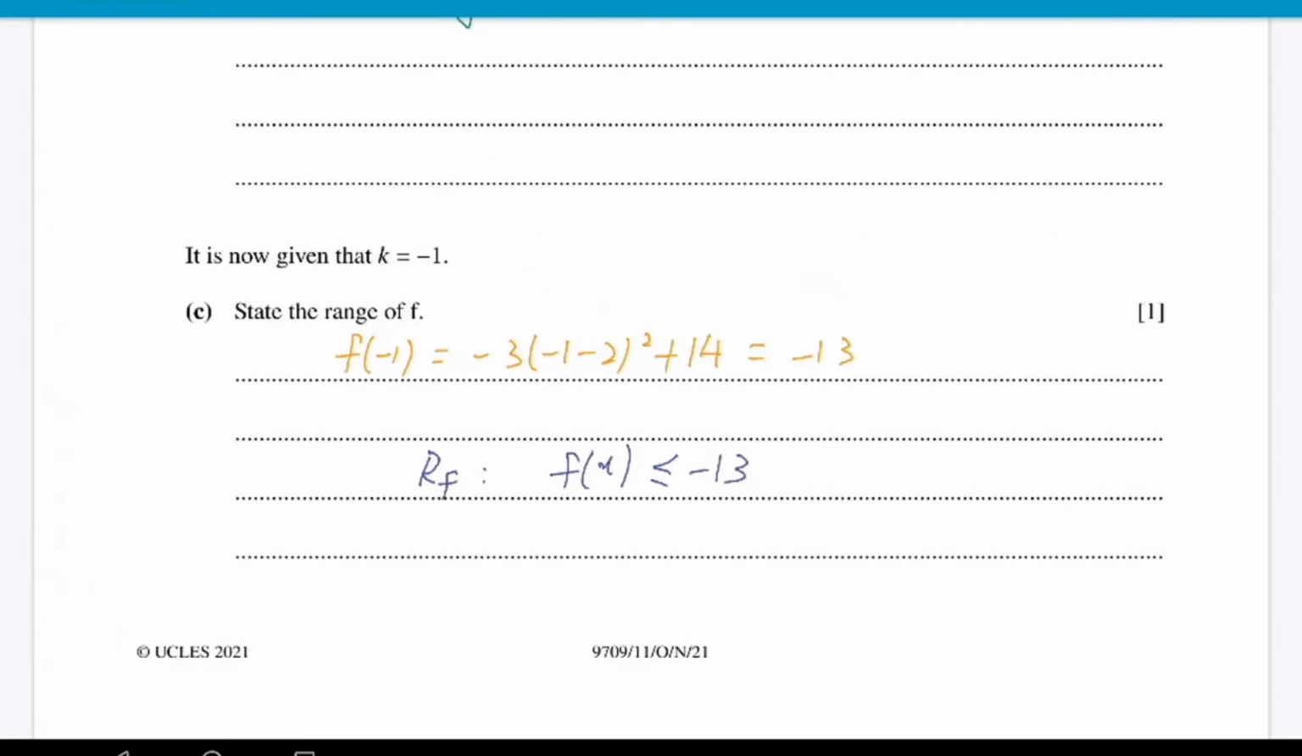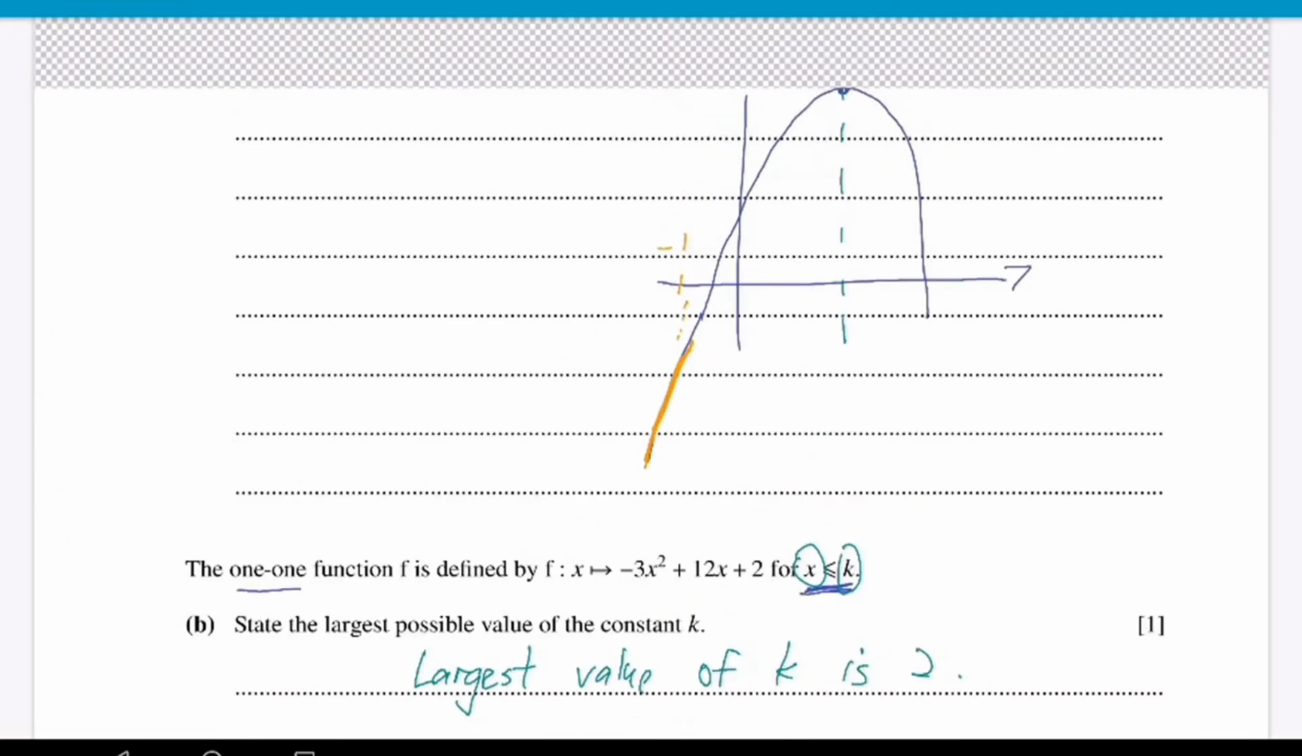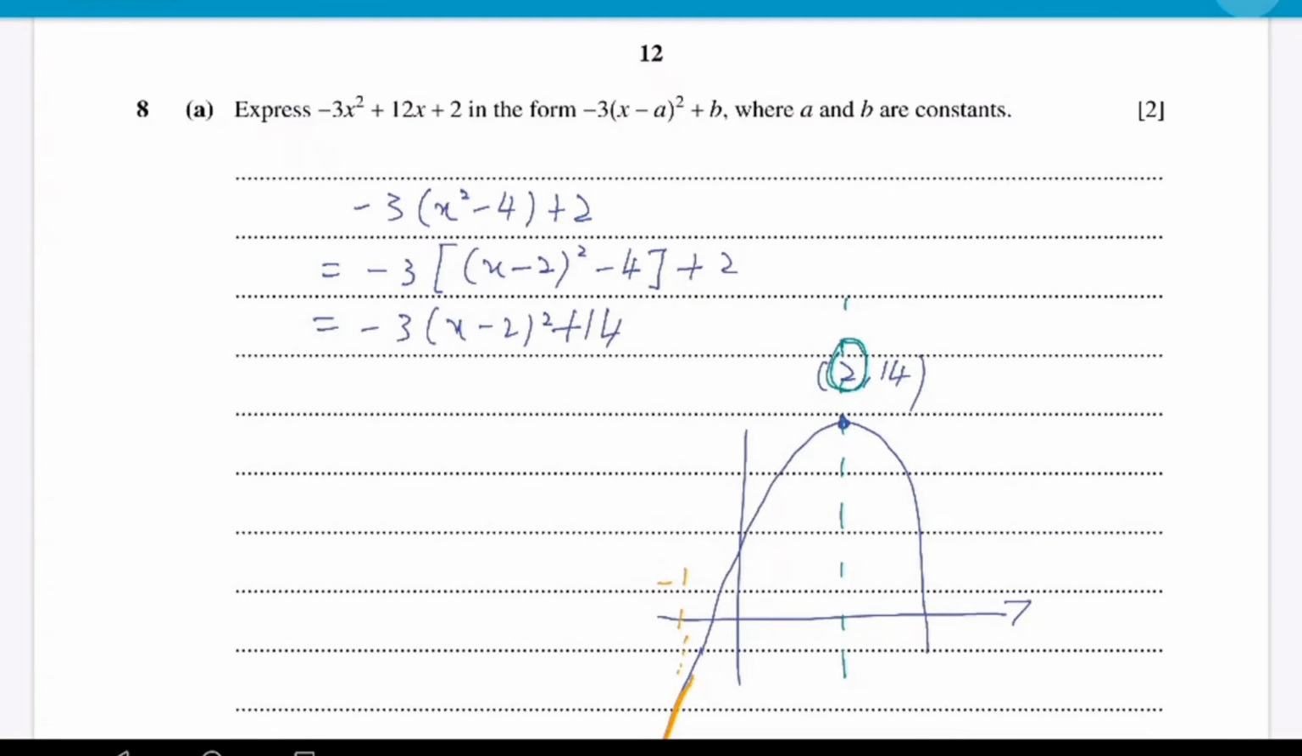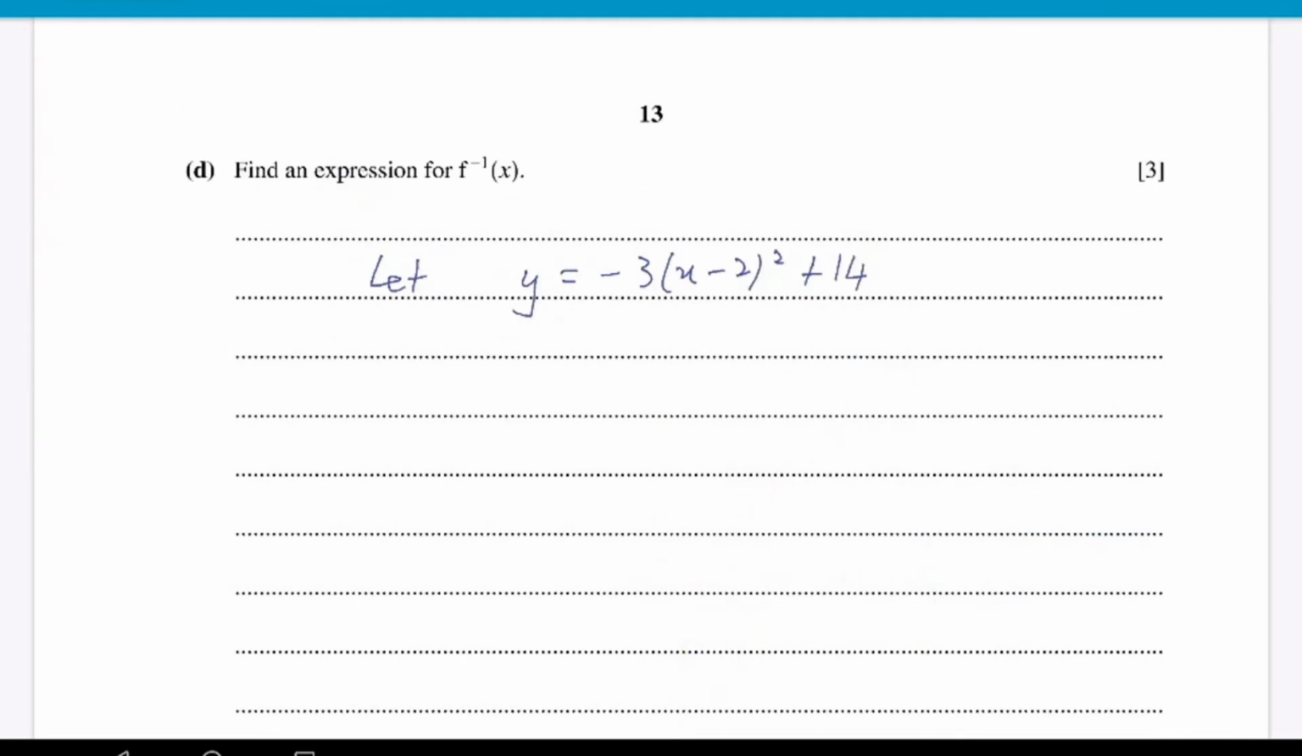I keep forgetting the functions here. You basically just need to rearrange it. So you get (x - 2) squared is (14 - y) over 3. So x - 2 is plus or minus the square root of (14 - y) over 3. And then x here is 2 plus or minus the square root of (14 - y) over 3.